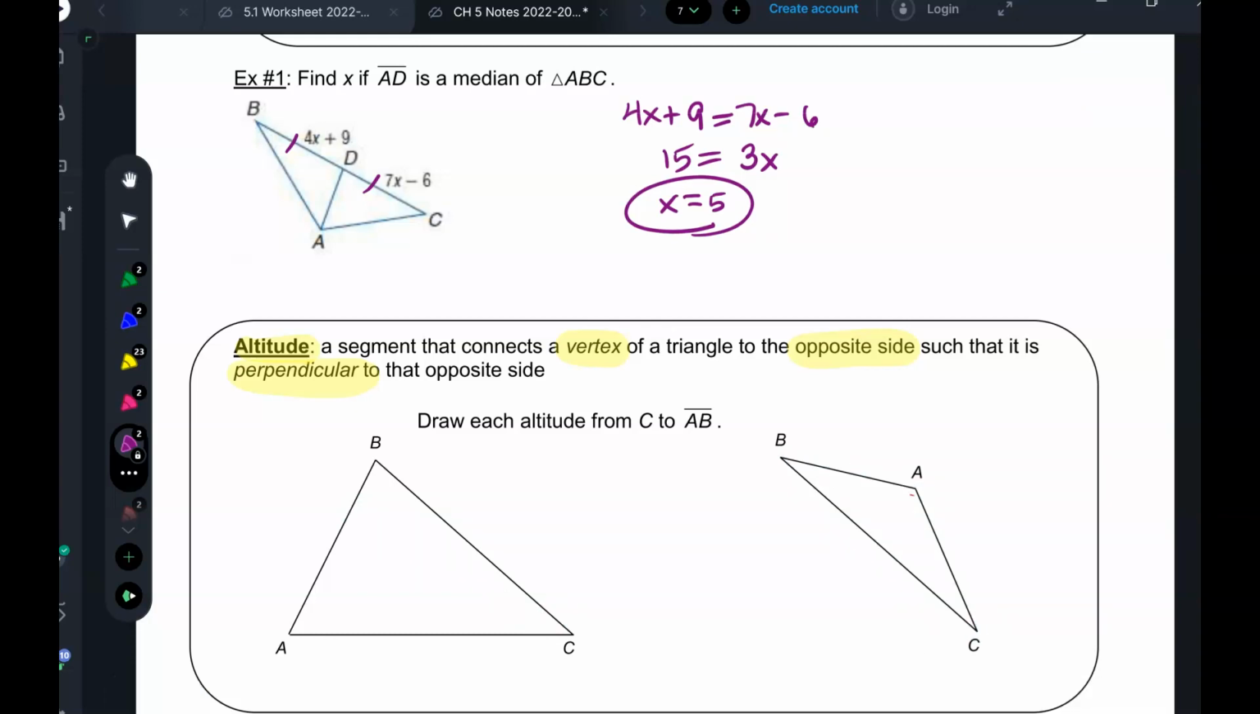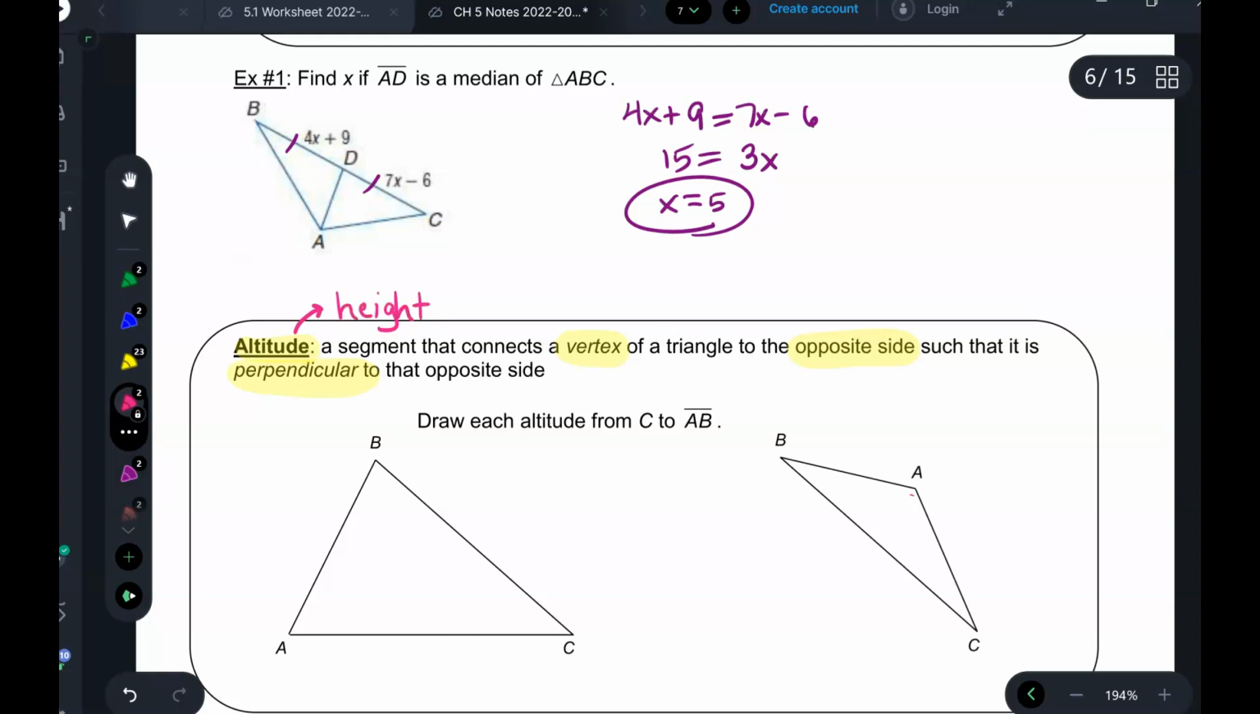Okay, altitude. This is the fourth segment. So there are 4 important segments in this chapter. We did perpendicular bisector, angle bisector, median, and this is the last one, altitude. Have we heard of altitude before? Like an airplane flies at an altitude of 30,000 feet. What does that mean? That means how high it is, right? So if we're thinking of altitude when it comes to a triangle, it's the height of the triangle.